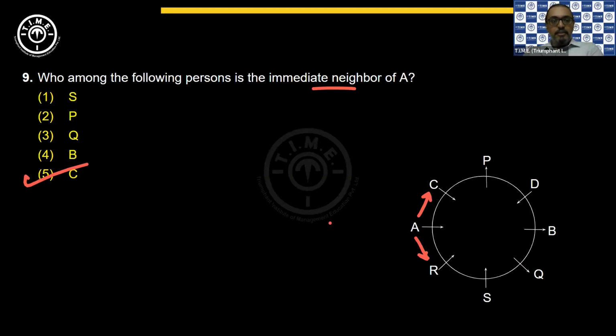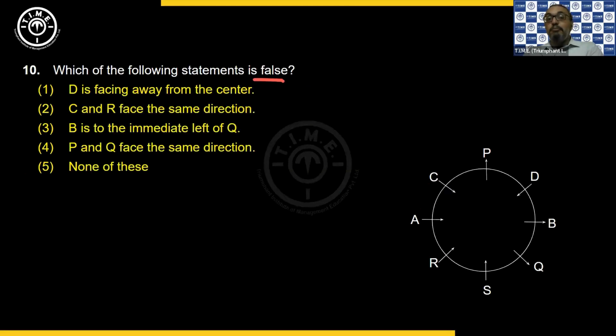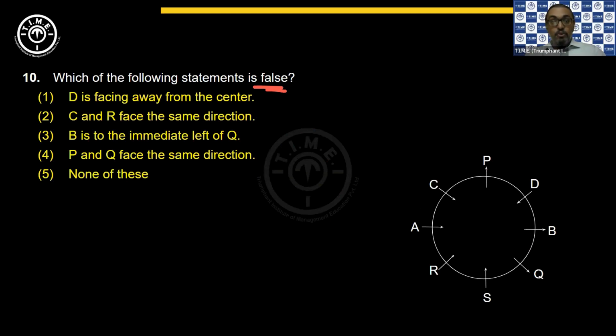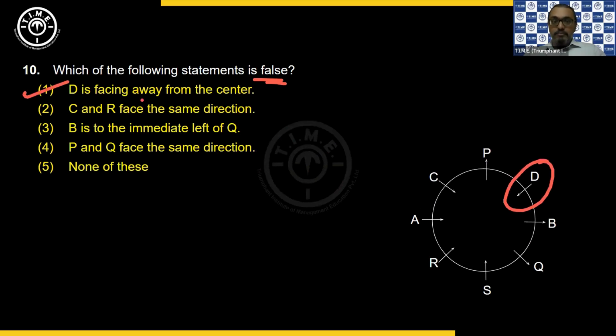Right. And then which of the following statements is false? Go through the options and see which of them is false. Option 1 says D is facing away from the center. Correct. That is the one. Yes, that is false because D is facing the center.